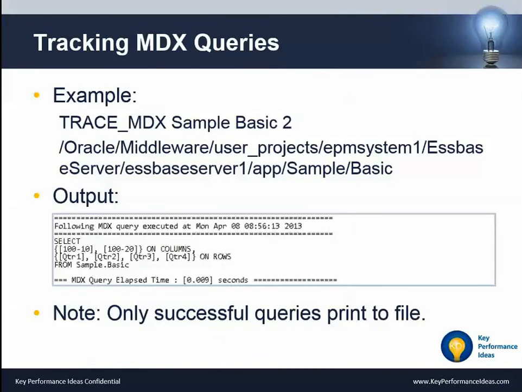So here is an example of what that output would look like within that file. Real simple, it's just what you executed, when you executed, and how long it took to run. But again, it is only those successful queries.